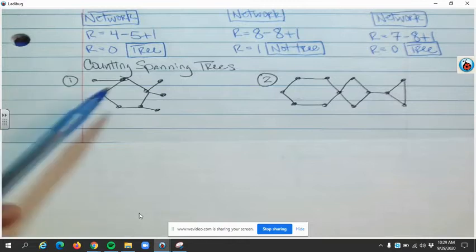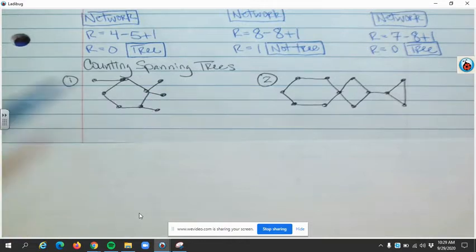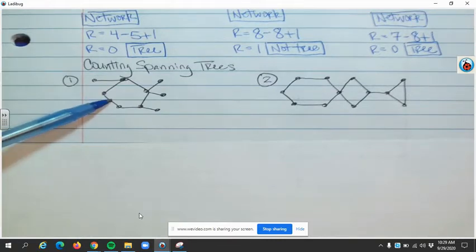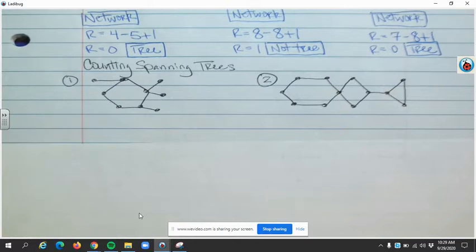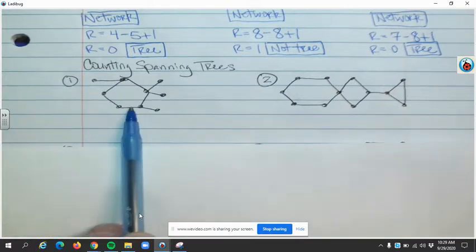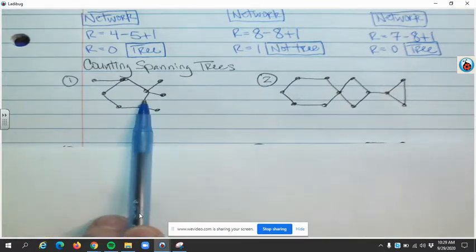Same thing for these three edges over here. You would not remove those. You could, however, remove these edges in here. So you could take out this edge right here. If you take out that edge, it is still a tree because you can still get from this vertex to this vertex by going around your shape. You could also remove this edge down here. You could also remove this edge right here.